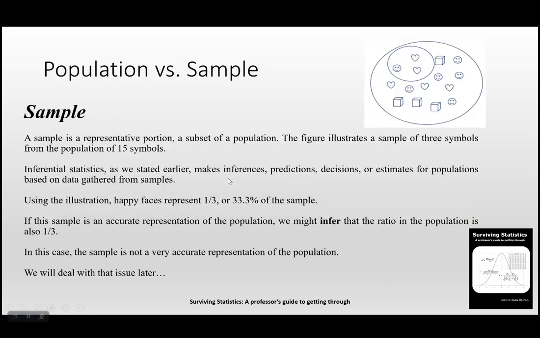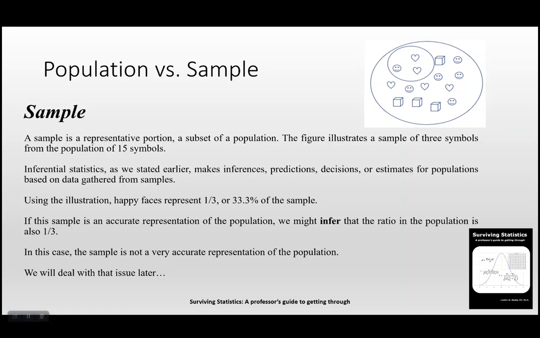A sample, on the other hand, is a representative portion or a subset of the population. So in the figure that you see on your screen here, I have 15 symbols as a population. All 15 of the symbols would be a population. Now I've taken a subset of 3 of the 15, and that in this case is going to represent a sample. Now inferential statistics make predictions based on samples that have been gathered from populations.